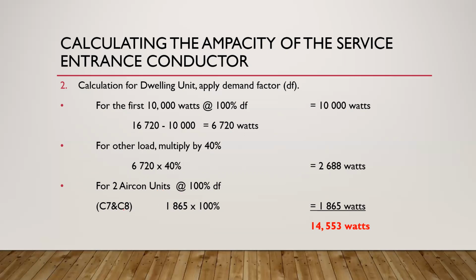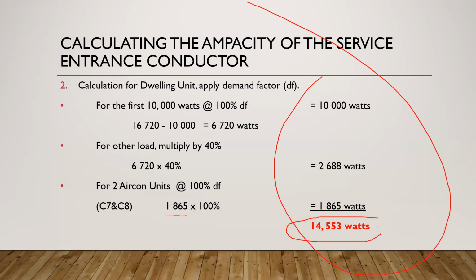So from circuit number 7 and circuit number 8, we have a total watts of 1,865, from 1,119 plus 746. Ito na yung total niya. So sa aircon units, ang demand factor niya is 100%. So we have here 1,865 watts. So i-add natin lahat, we will have a total of 14,553 watts para sa ampacity ng ating service entrance.